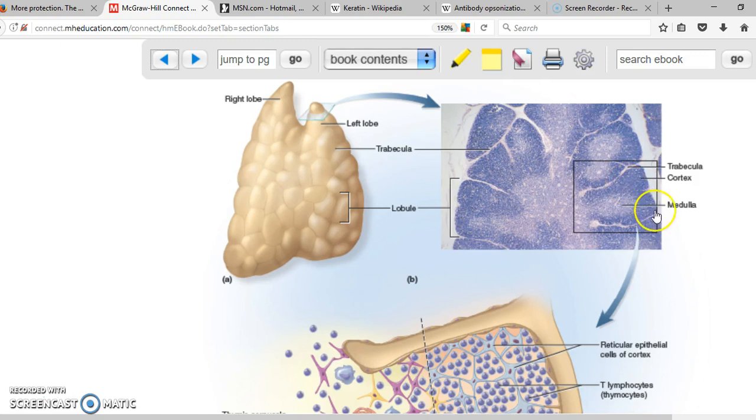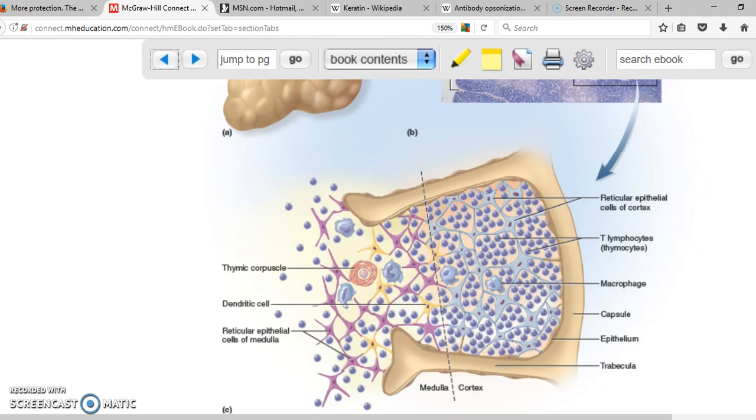Okay, so if we look at the cells in detail, you're going to see, as you can see here, obviously T lymphocytes. The thymus also shows this very characteristic structure, which is called the thymic corpuscle. In order to attract and allow the T lymphocytes to mature, the thymus is going to release hormones called, for example, thymosin.